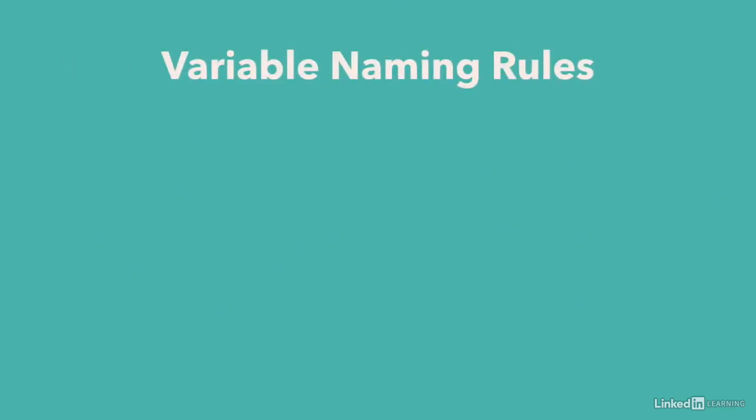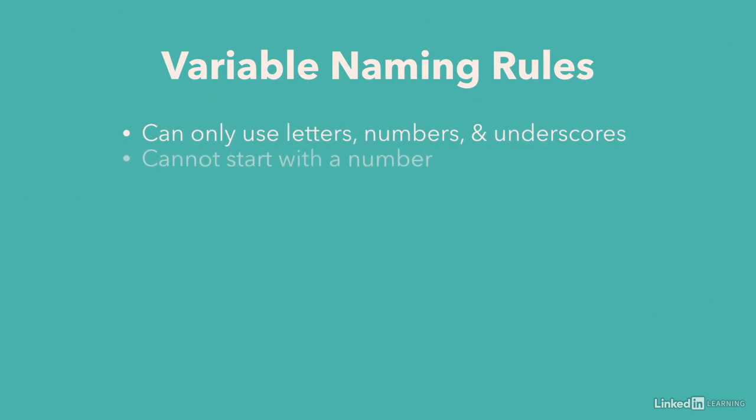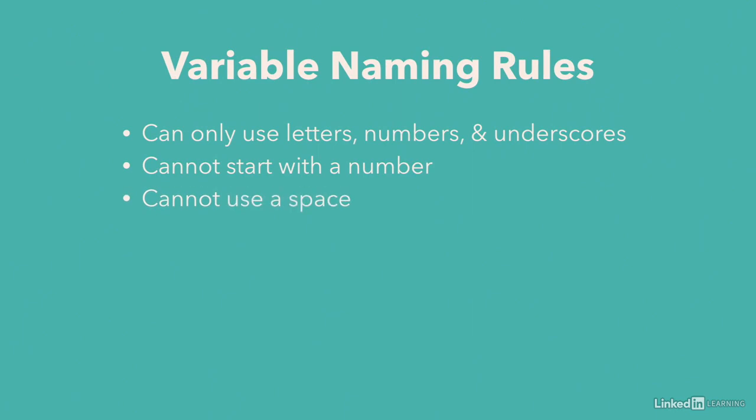There are some naming rules with variables that you should be aware of. Variables can only contain letters, numbers, and underscores. They cannot start with a number, and you cannot use spaces. You should also avoid Python keywords.